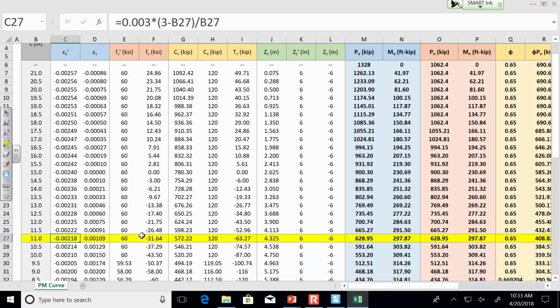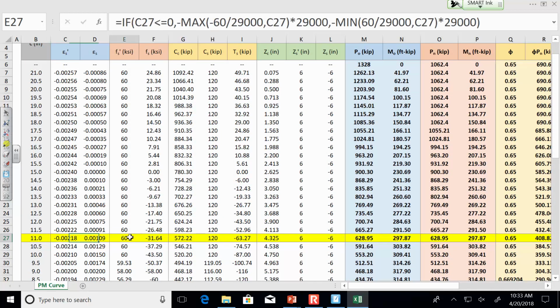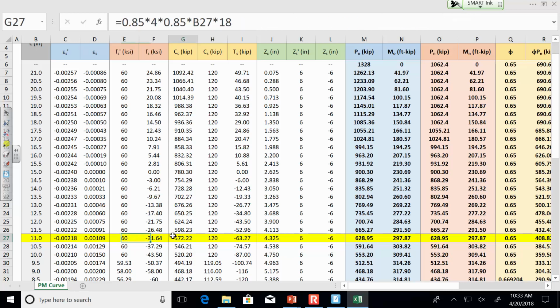Okay, so for each one of those C values, I'm saying, okay, what's the strain? 0.003, C minus D over D prime, all that. Look at my formulas for the stresses. It's either Fy or it's E times the strain. So that's just a simple if statement. Look at my compressive force in the concrete, 0.85 fc prime times Ab. Look at my force for the compression steel and the tensile steel, just area times the stress.